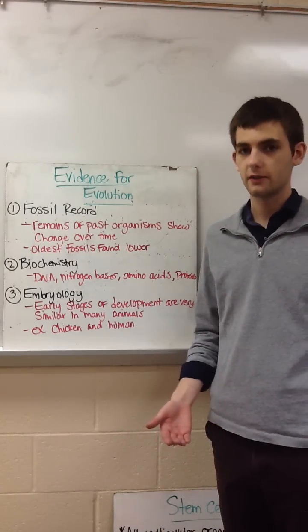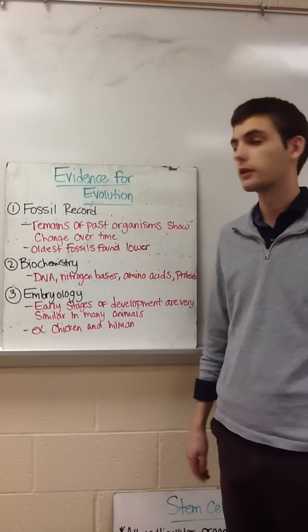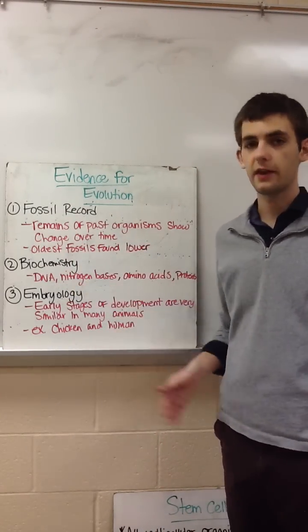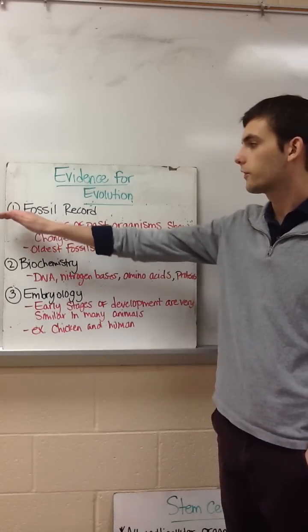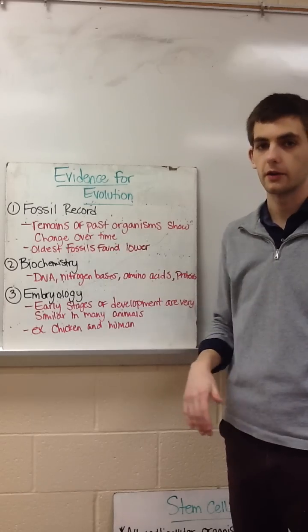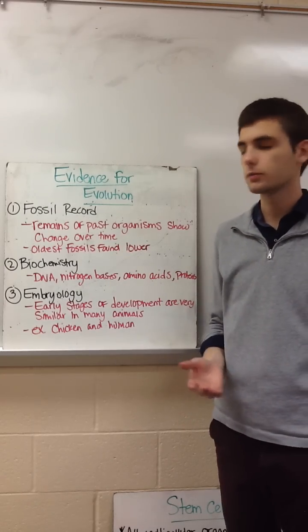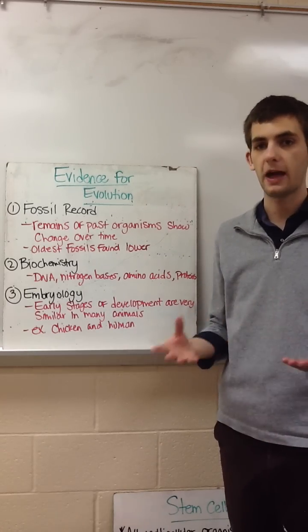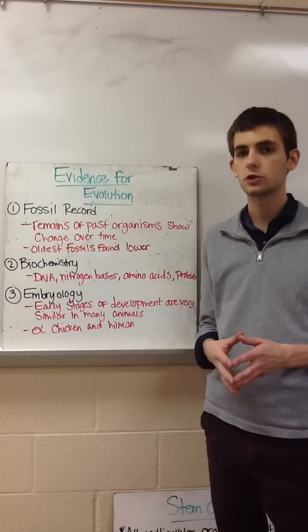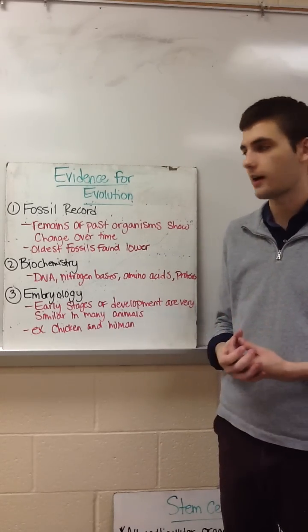There's a lot of evidence to support the theory of evolution, and among all the evidence, we classify it into 4 categories. The first is by using the fossil record, and the fossil record provides us with information about the remains of past organisms, and it also shows us that there has been change over time.